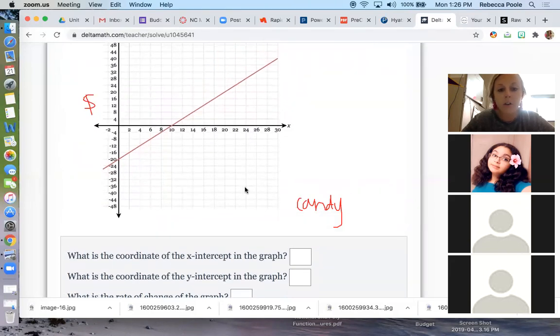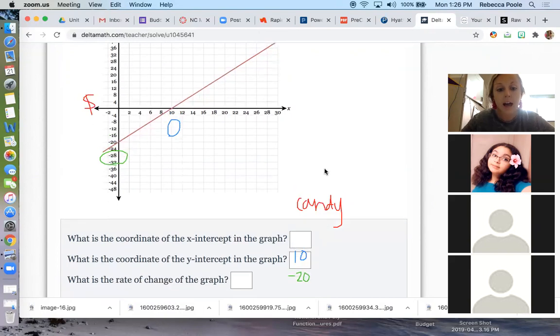Look at your graph. Can somebody tell me what my x-intercept is? 10. Good. How'd you get 10, Paul? The line's going through 10 on the x-axis. Very good. It crosses x at 10. So right here, you should have typed in 10. Can somebody tell me what the y-intercept is? Negative 20. Good. I'm hearing more of you. It crosses the y-axis at negative 20.